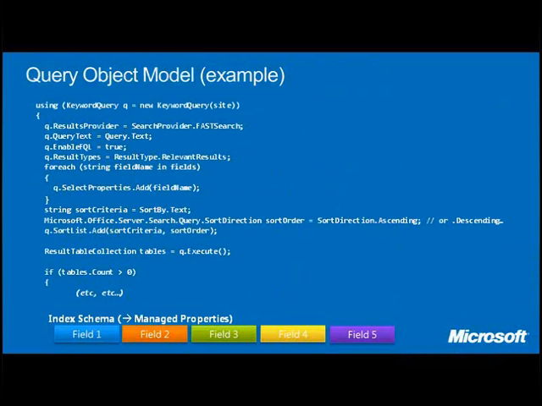We have the Query Object Model. This is a very simple example. I'm trusting that the room's small enough that people are close enough that they can actually read this. I'm just going to start at the top and talk my way down through it. First thing you do is you get that keyword query object that I mentioned on the previous slide, and you have a site that comes with that. And in that query, you're going to define the results provider. In this case, it's Fast Search. You're going to define the query text, q.queryText.